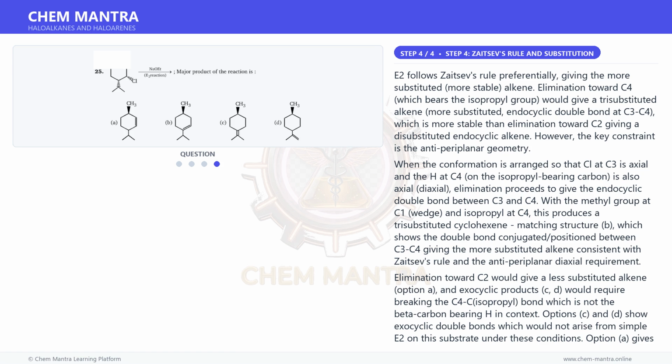However, the key constraint is the antiperiplanar geometry. When the conformation is arranged so that Cl at C3 is axial and the H at C4 on the isopropyl-bearing carbon is also axial, diaxial, elimination proceeds to give the endocyclic double bond between C3 and C4.